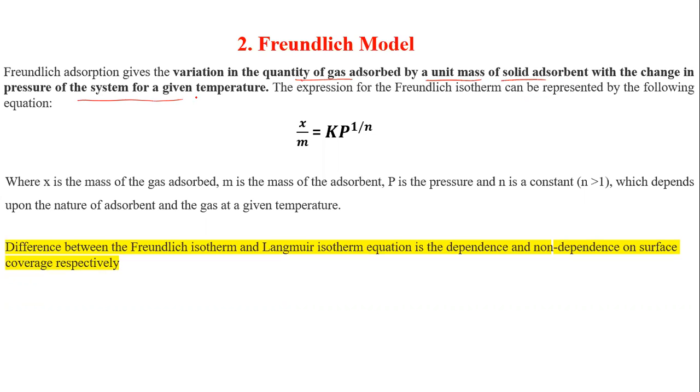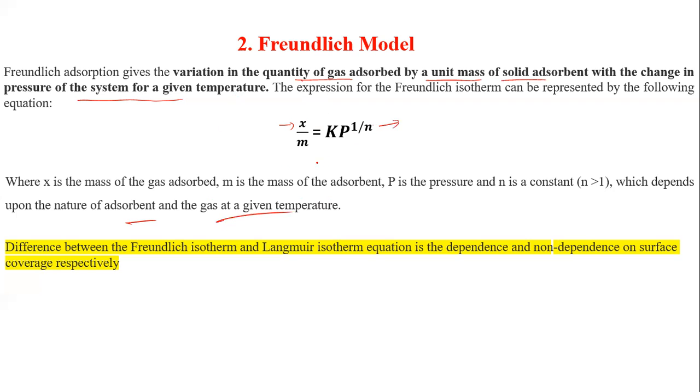Now here you can study the variation, and the equation of the Freundlich model is x upon m is equal to K P raised to 1 by n, where x is how much gas is adsorbed on the solid with mass m. P is the pressure, n is a constant, and n is usually greater than 1, and the value of this n will depend on the nature of the adsorbent and the gas at a given temperature.